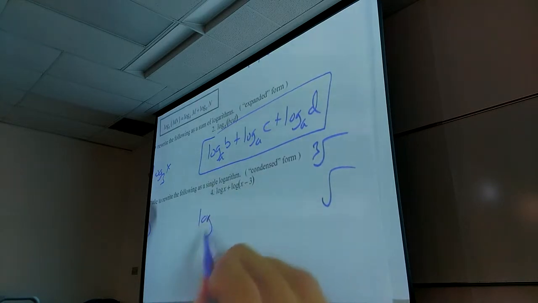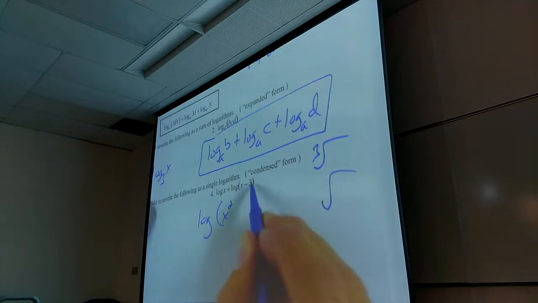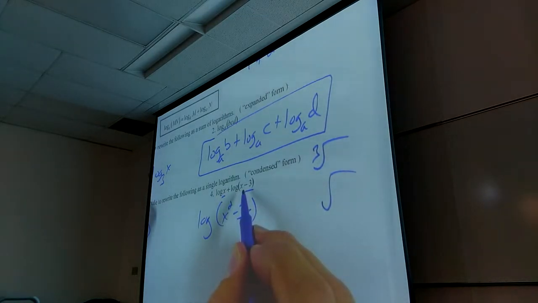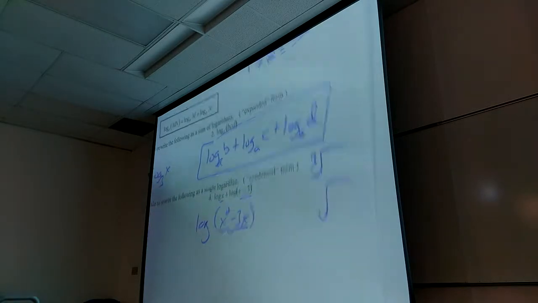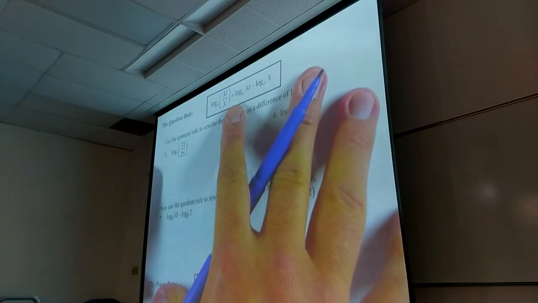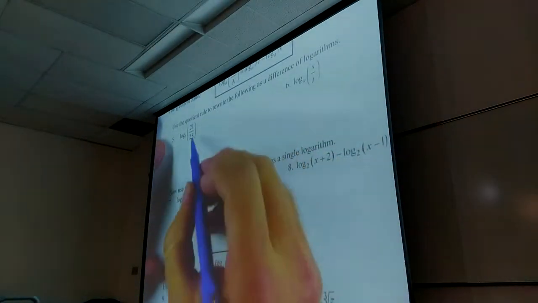Log x squared. Yeah, log x squared minus 3x. So just multiply these two things together inside. Because I'm adding powers, so I must have been multiplying the stuff. And here's the same kind of idea, just with the quotient rule instead.